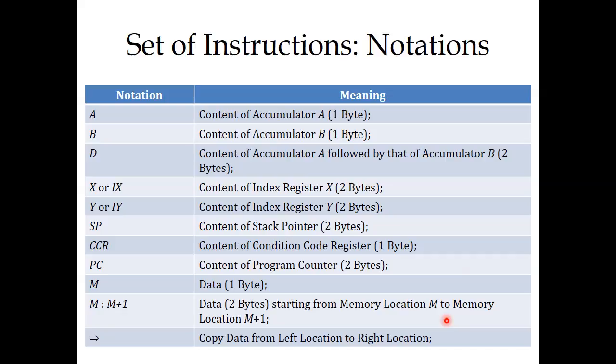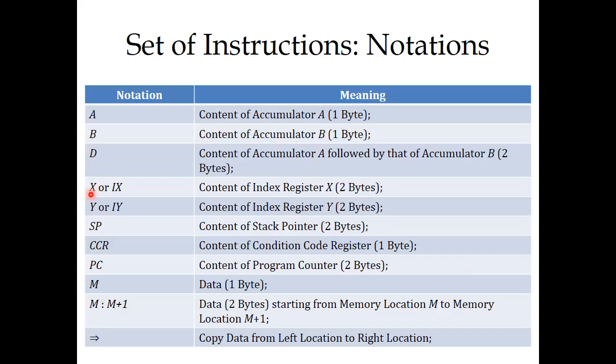Okay. To understand the column 3, we need to know a little bit of notation, because most of the things that we have in column 3 are given in some sort of mathematical form. So we have to understand some notations. For an example, if we have A, that means it's actually the content of accumulator A, meaning whatever you have in A at this point. Same is for B and D.